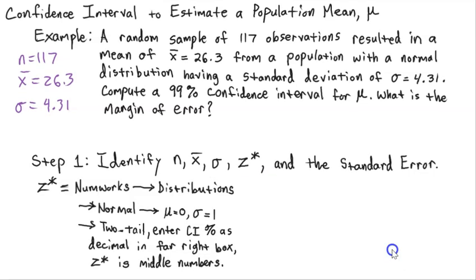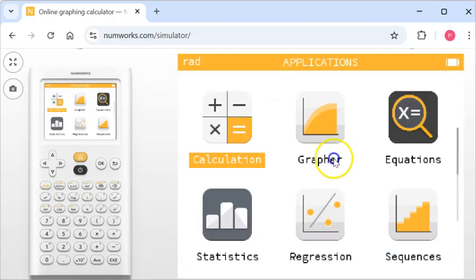Just like with the confidence interval for the population proportion, for z star we're going to go into NumWorks, we're going to go to distributions, then we're going to go to normal. We're going to make sure the mu is 0 and the standard deviation is 1. We're going to go to the two-tailed test, and then we're going to convert our confidence interval percentage into a decimal. And so here, 99%, we're going to convert that into 0.99. Then we're going to enter 0.99 in the far right box. And the middle numbers that we see are going to be our z star. Okay, so we'll put here z star, and then we'll go over to NumWorks and put in 0.99.